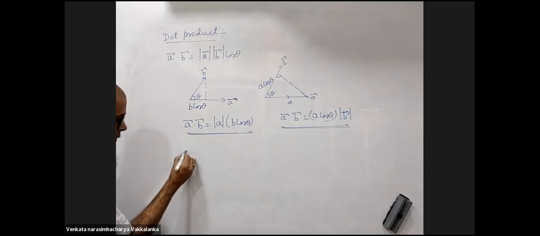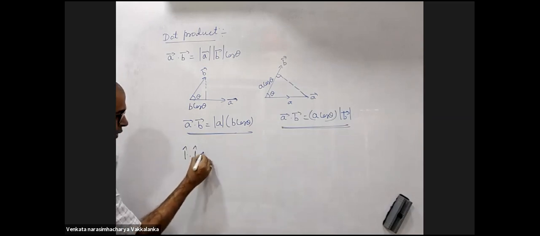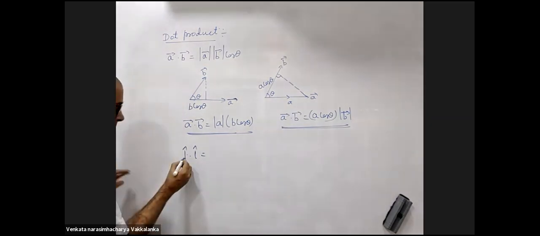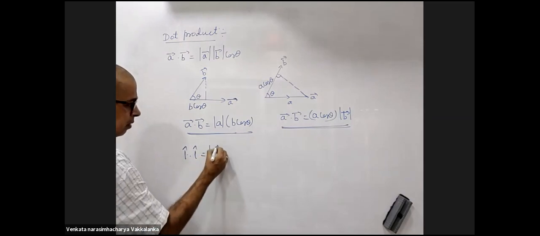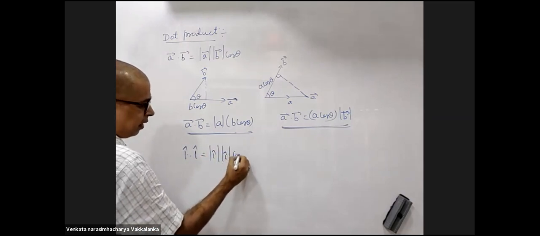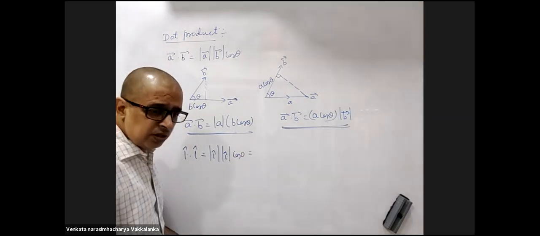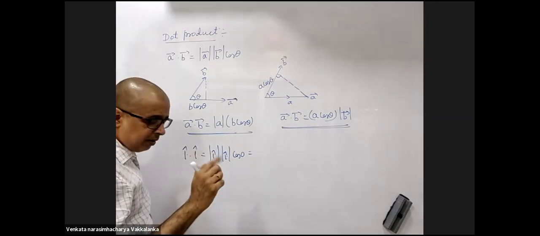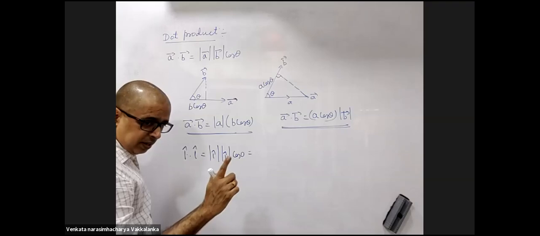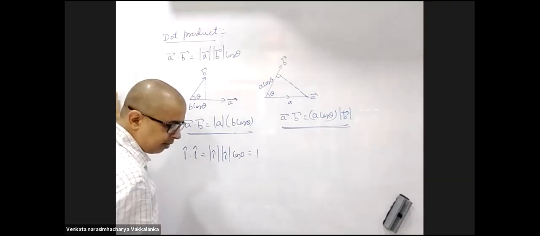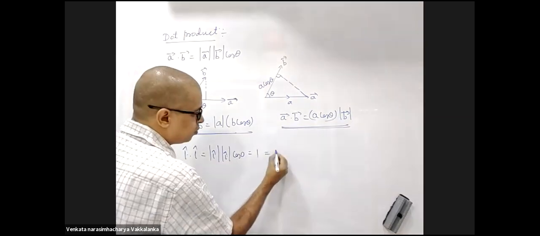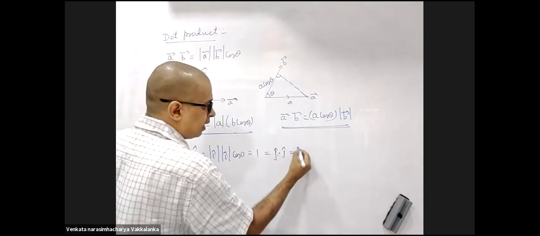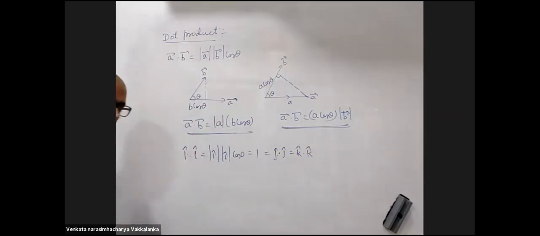Suppose I tell you, what is the dot product of I dot I? I cap is the unit vector along X-axis. Magnitude of I cap into magnitude of I cap into cos 0. Why cos 0? Both are I caps. Yes. Magnitude of I cap is 1. Cos 0 is 1. You mean to say J cap dot J cap also will be 1. K cap dot K cap also will be 1. You're right.